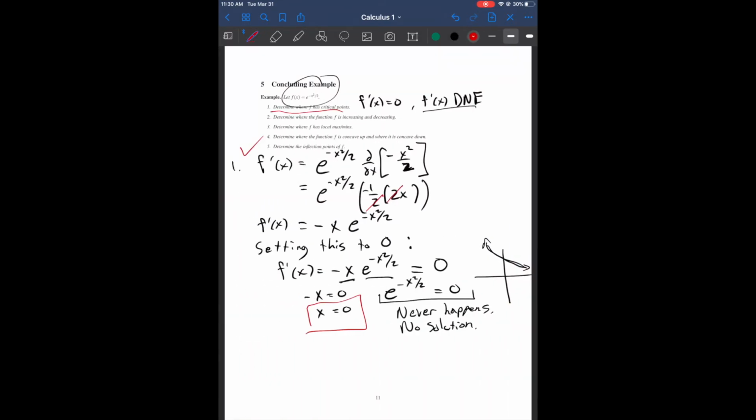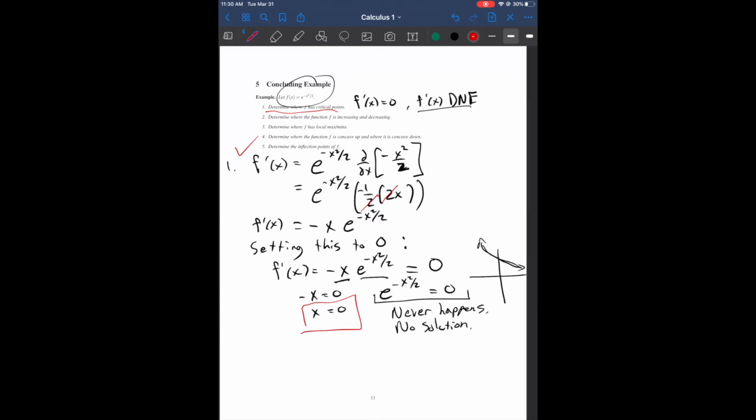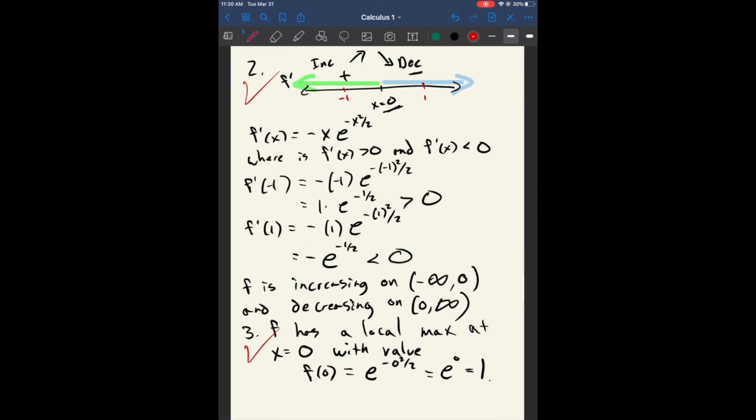So part 3 done. If we look back, number 4 says find where the function is concave up and where it's concave down. And then number 5 will say what are the inflection points. So we're going to do something very similar to what we just did for parts 2 and 3. So number 4 here. We're looking for where the function is concave up.